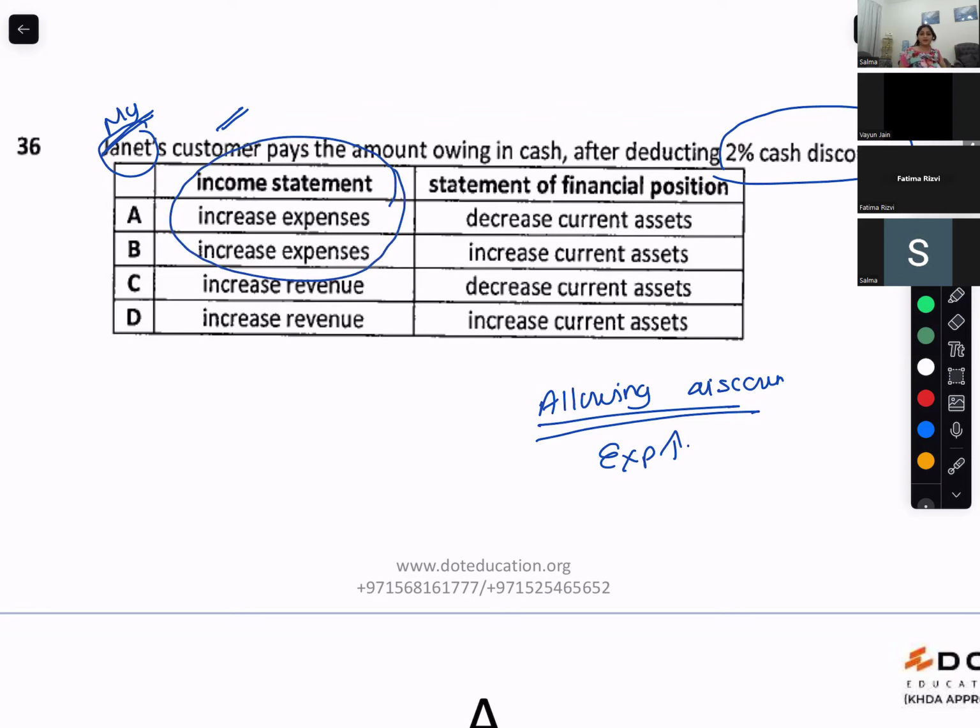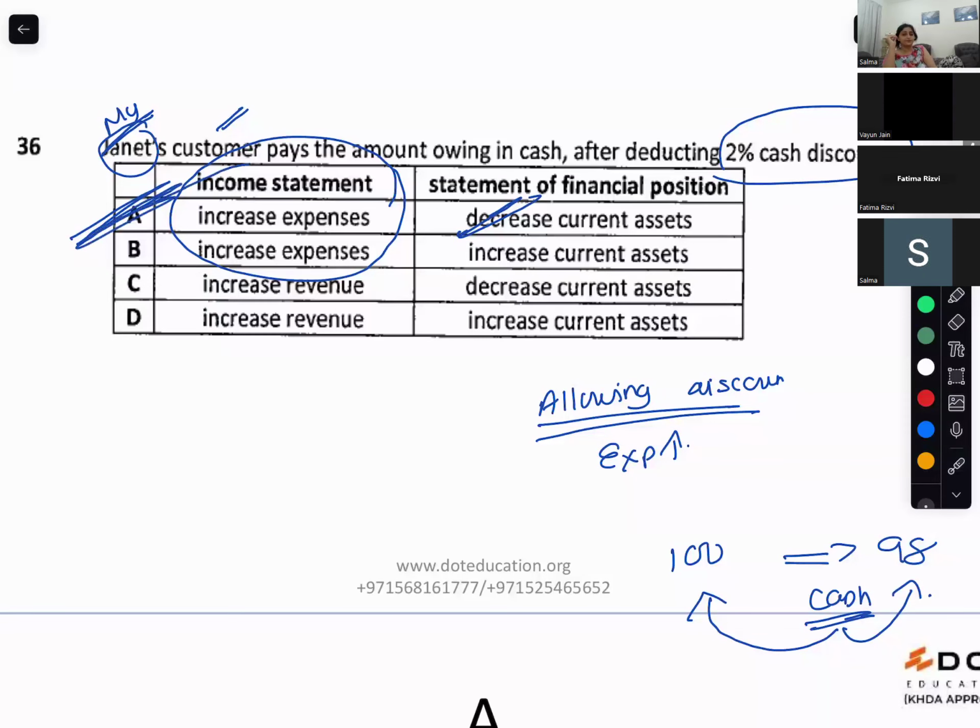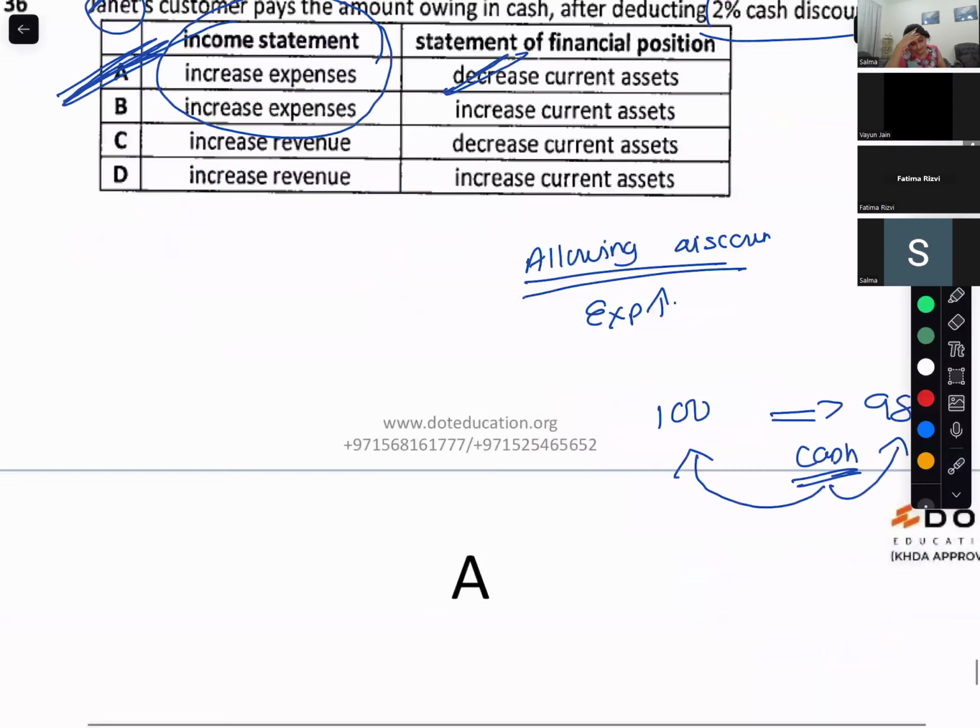Yes, miss. Option A or B. If he had to give you 100, he is giving you 98, because he is deducting money, right? So there's a decrease also in current assets. Now cash, I was first supposed to receive 100, but now I'm receiving 98. So there is a decrease in current assets also. Okay, miss. Understood.